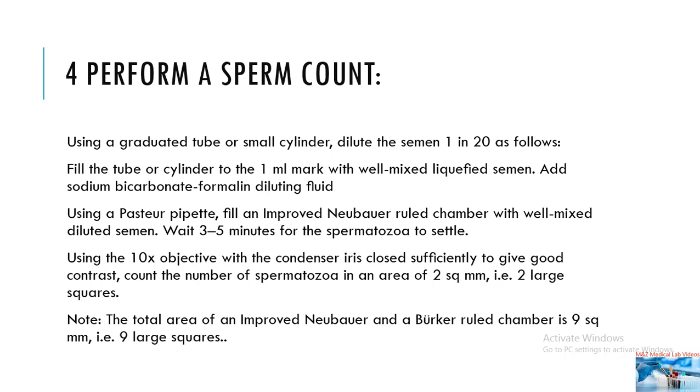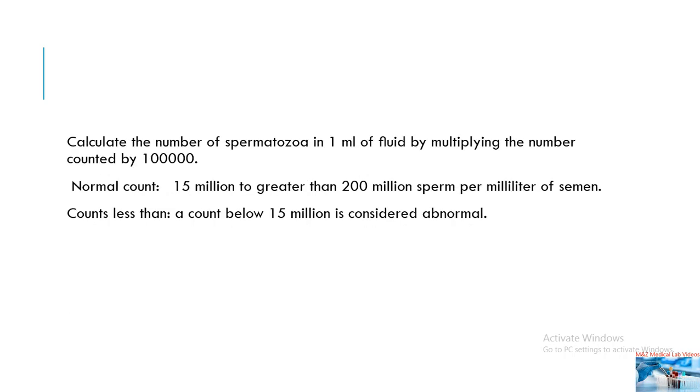Wait 3 to 5 minutes for spermatozoa to settle. Using the 10x objective with the condenser iris closed sufficiently to give good contrast, count the number of spermatozoa in an area of 2 square millimeter, that is 2 large squares. Note the total area of the improved Neubauer chamber is 9 square millimeter, that is 9 large squares.